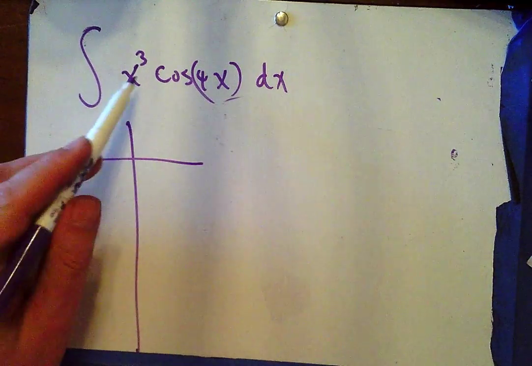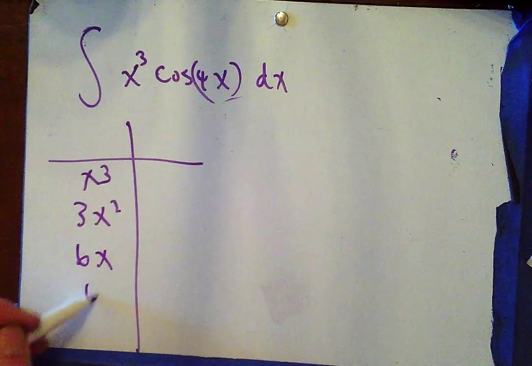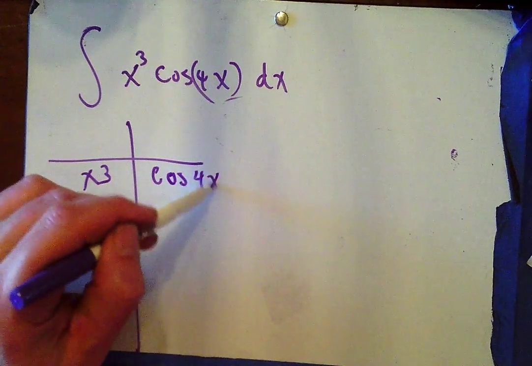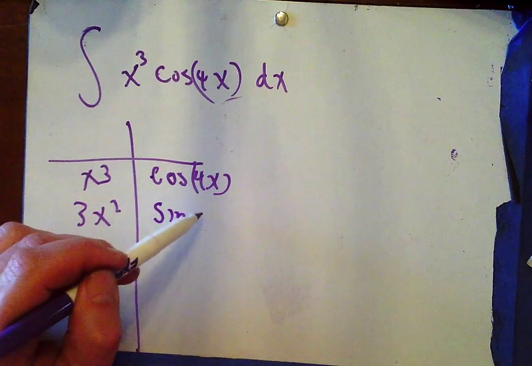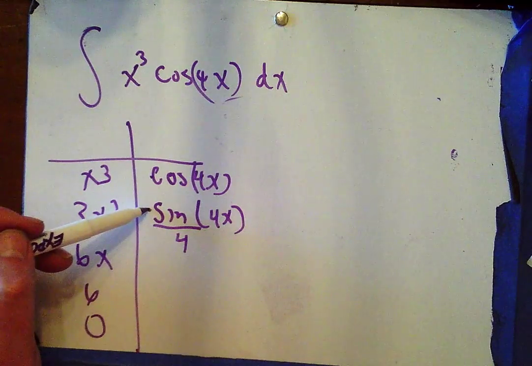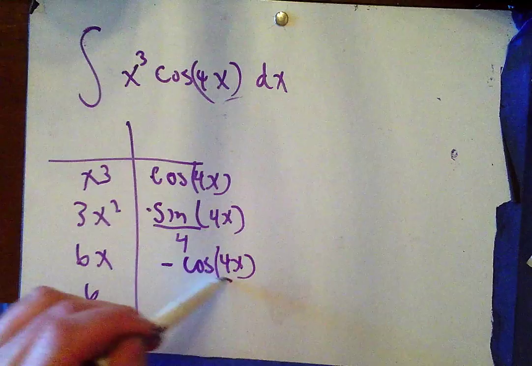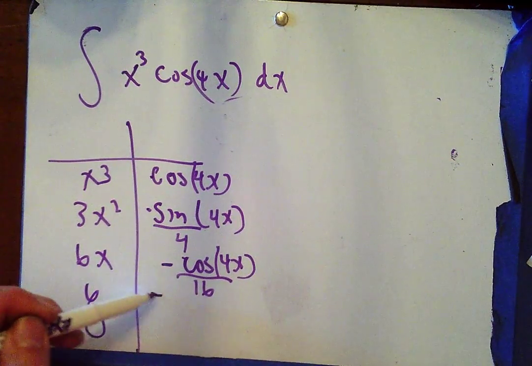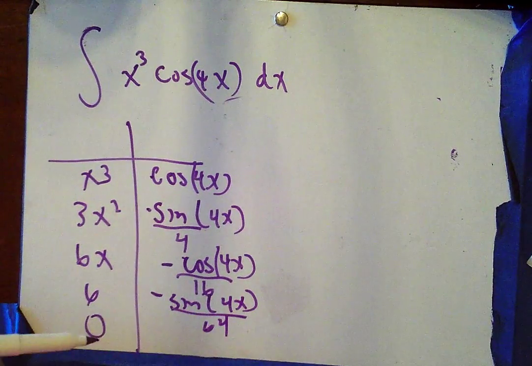Hey there. Did you decide on tabular also? I hope so. Tabular is so much easier here. So, this is cosine 4x, but be careful going backwards. What's the antiderivative of cosine? It's sine 4x, and don't forget over 4. What's the antiderivative of sine? Negative cosine 4x over 16. What's the antiderivative of negative cosine? It's going to be negative sine 4x over 64.